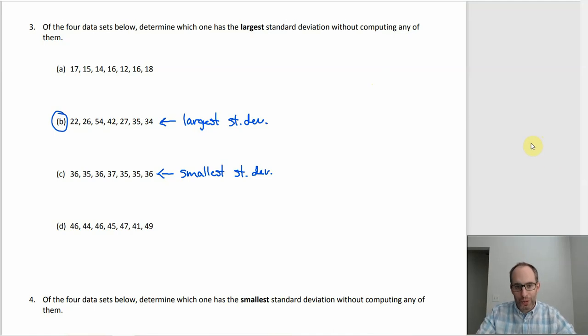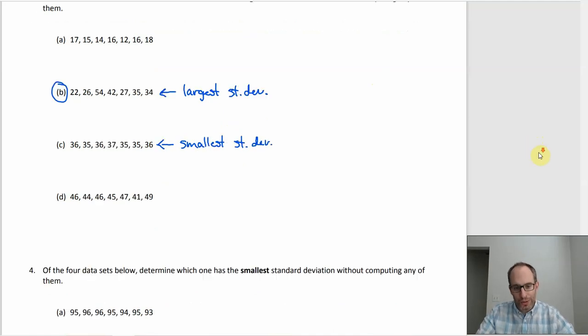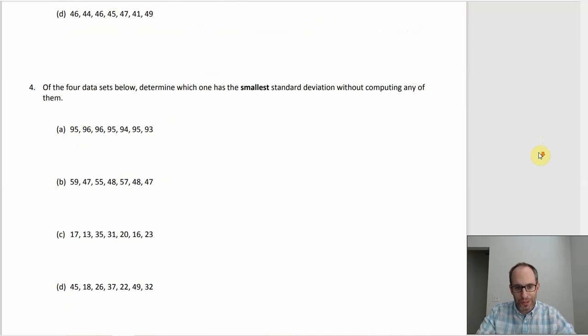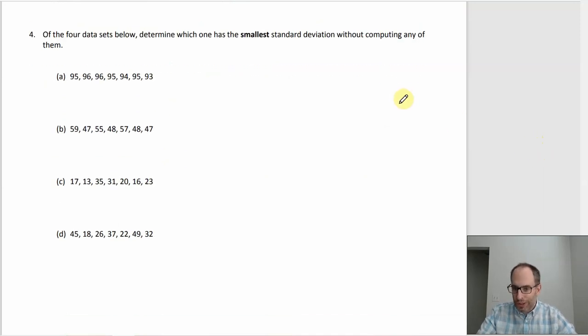All right, well, there's one of them. And now let's do another one. I figured it was worth getting a couple of these in here. So which one has the smallest standard deviation? Again, you can just eyeball them, but if you want the smallest standard deviation, you want the ones where the values are closest together. If you look at these, those are all between 93 and 96. That's pretty tight, pretty bunched up. That might be the right answer.